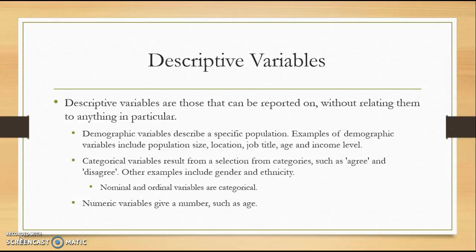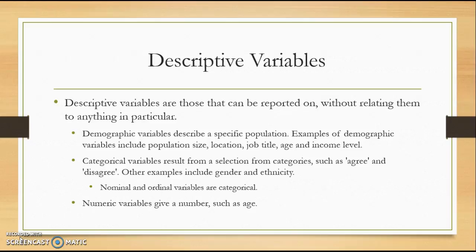Descriptive variables are those that can be reported on without relating them to anything in particular. Demographic variables describe a specific population. An example of this would include population size, location, job title, age, and income level. Categorical variables result from a selection from categories such as agree or disagree. Other examples of this would include gender and ethnicity.